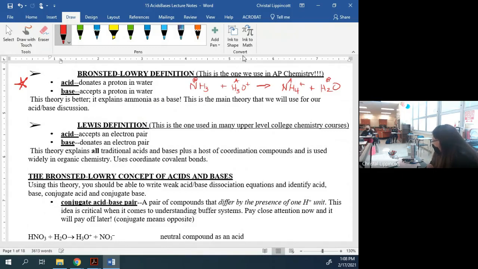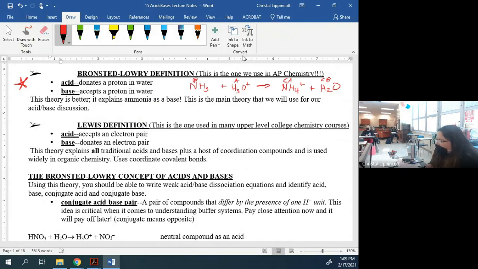Okay. They call the stuff on this side conjugate acid and conjugate base. So this is your base and your conjugate acid for that base. Here's your acid, and this is your conjugate base.